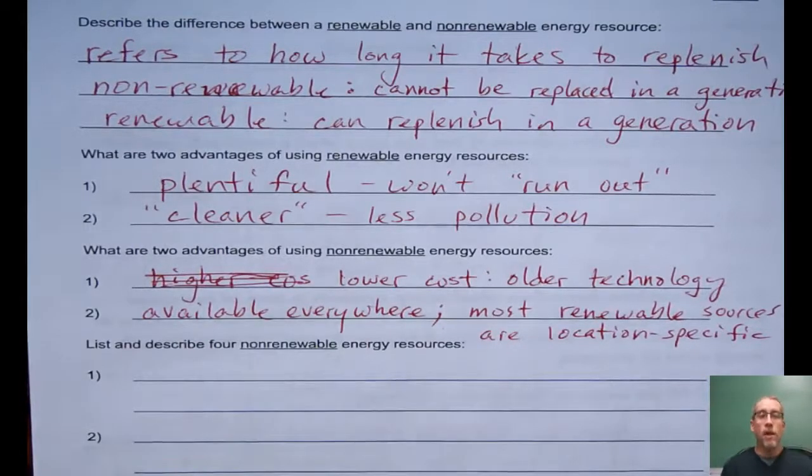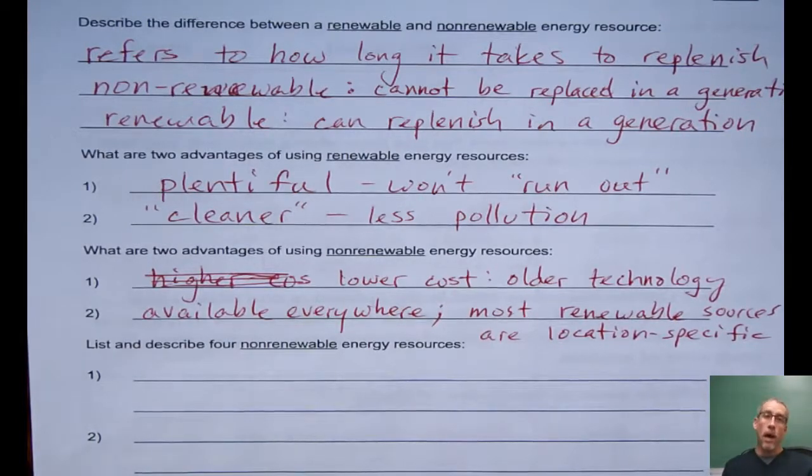That means they're only available in certain places. So if we want to use solar energy, well, that's not going to work very well in Seattle, where it's cloudy a lot of the time, or in England, where they're known for clouds almost every day. It might work great in the desert.